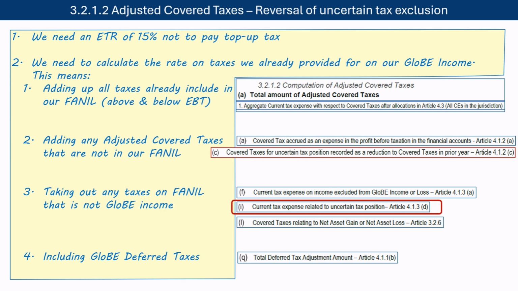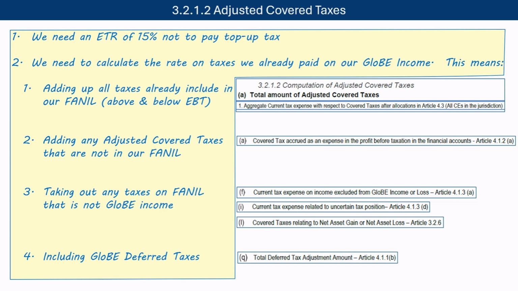So when you actually pay that, then you add that back under letter C, covered taxes for uncertain tax position recorded as a reduction to covered taxes in prior year. Otherwise, you never get to deduct your uncertain tax position or never get to add that tax as part of the taxes paid for your adjusted covered taxes.